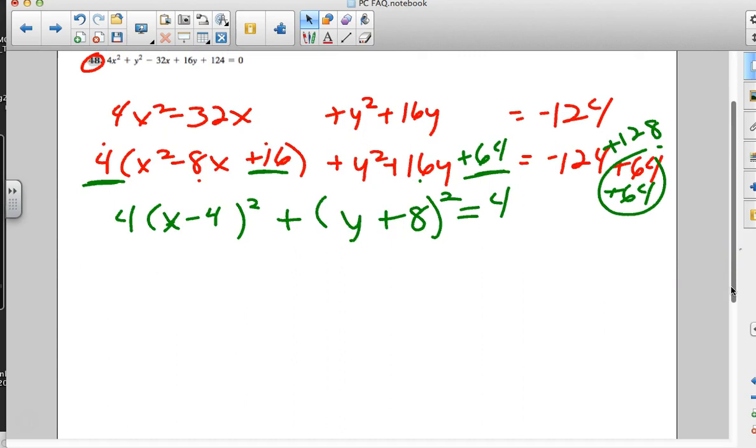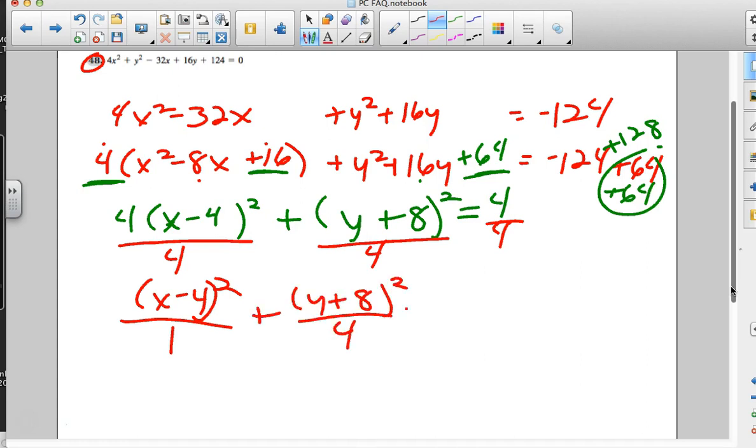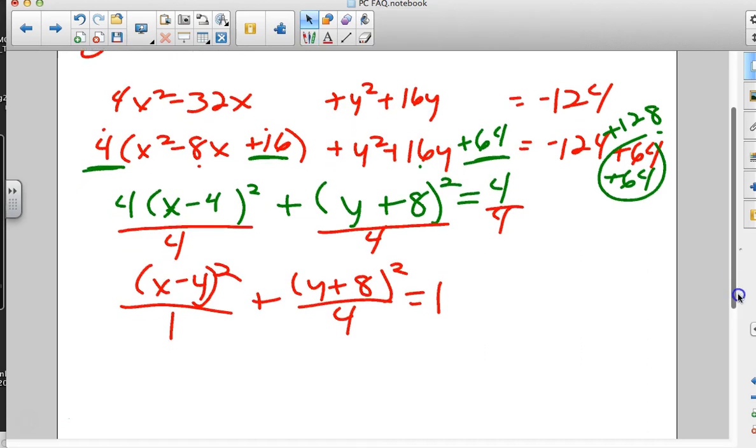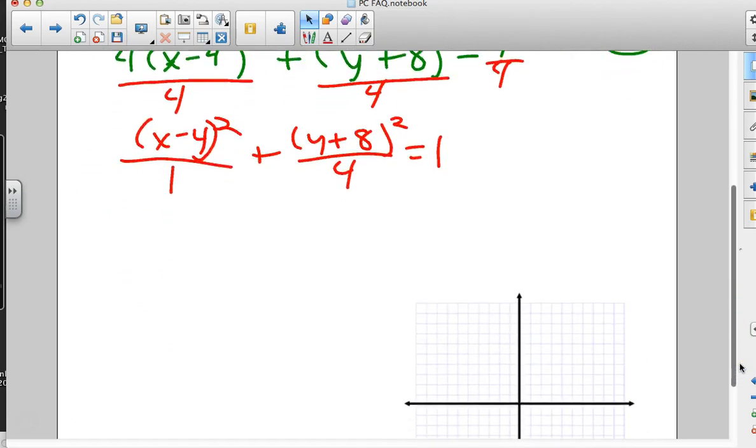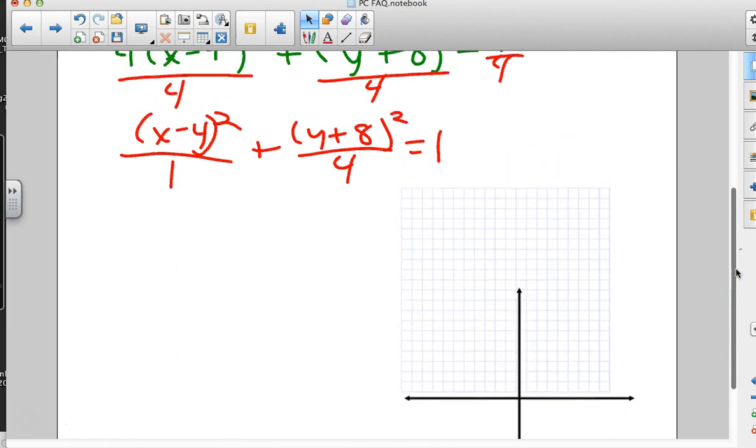So what should we do next? We should divide. We're going to divide everything by 4 so that this equals 1. And that will give us x minus 4, the quantity squared, over 1. Now that 1 doesn't have to be there, but I want to make sure everybody understands that that's what our b squared value would be. Plus y plus 8, the quantity squared, over 4, which is beautiful, equals 1. All right, now we need to figure out the good stuff. We just proved algebraically that this is an ellipse. So now it's a matter of figuring out what's going on here.